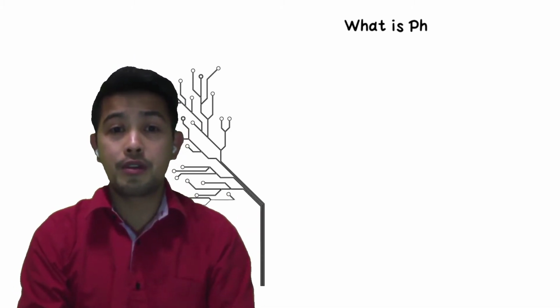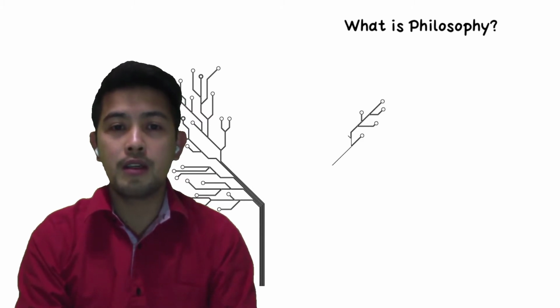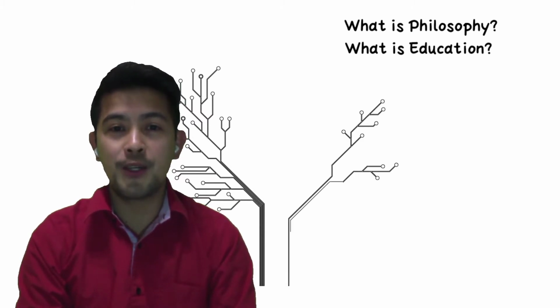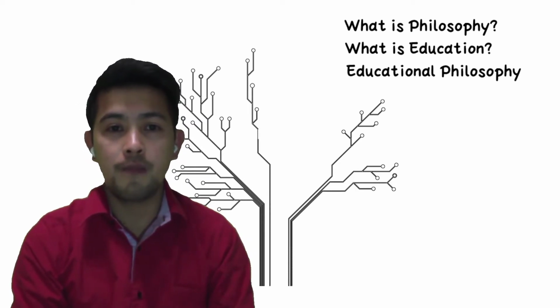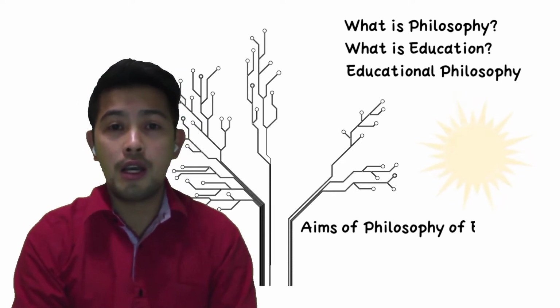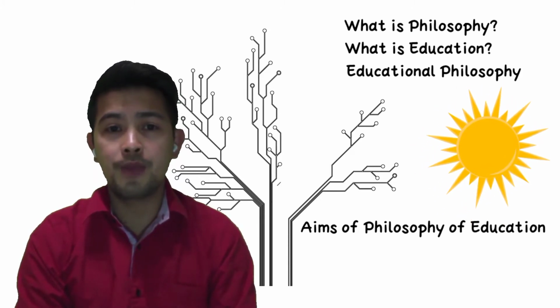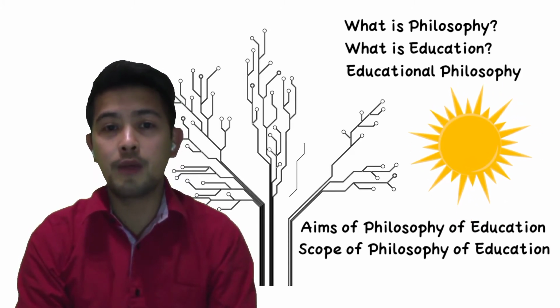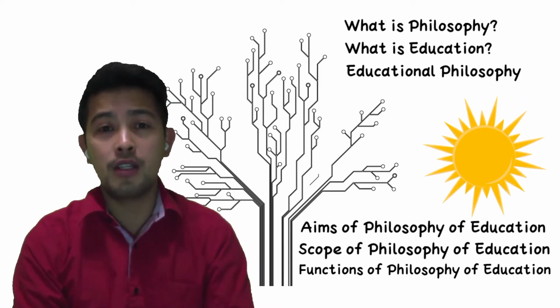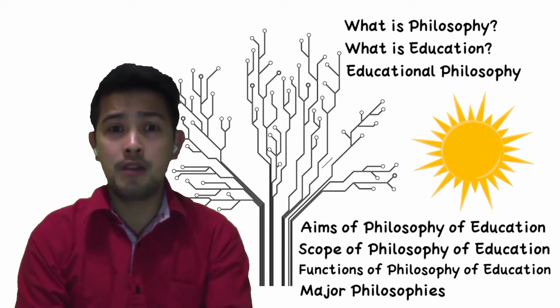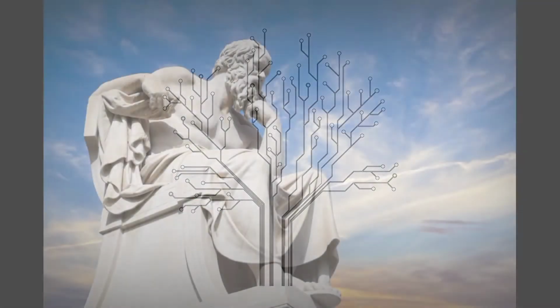This time, we're going to deepen our understanding about the following topics. First, what is philosophy? Second, what is education? Third, educational philosophy. Fourth, aims of philosophy of education. Fifth, scope of philosophy of education. Sixth, functions of philosophy of education. And lastly, major philosophies of education.